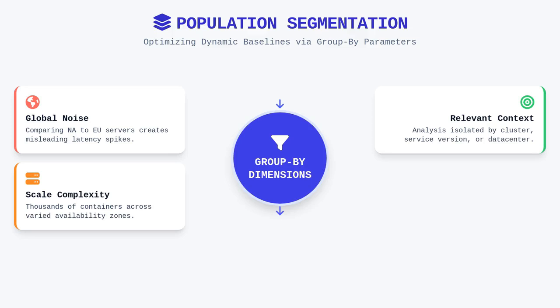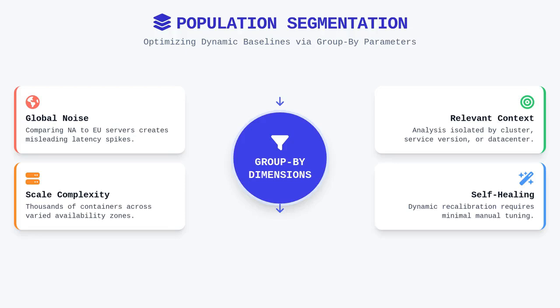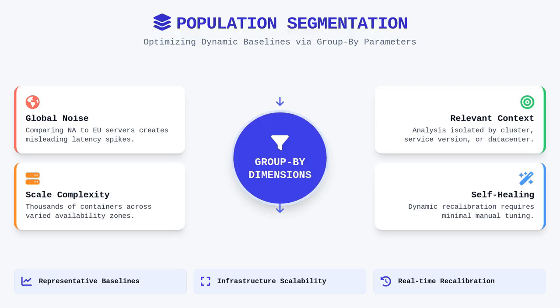As the wider population baseline naturally shifts over time, perhaps due to a global update or a surge in user activity, the detector dynamically recalibrates. This creates a self-healing alerting policy that requires minimal manual tuning, even as your underlying infrastructure footprint expands or contracts.